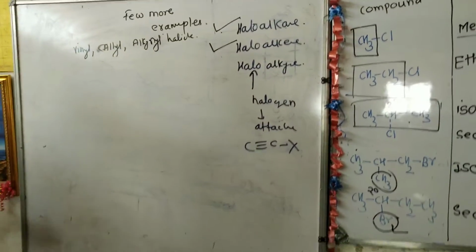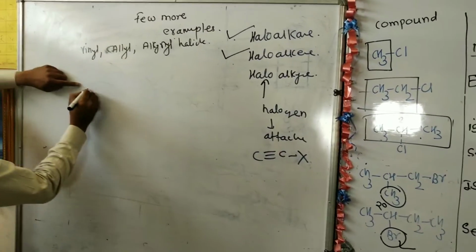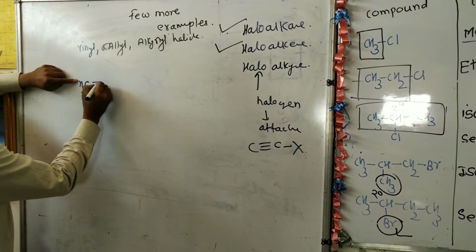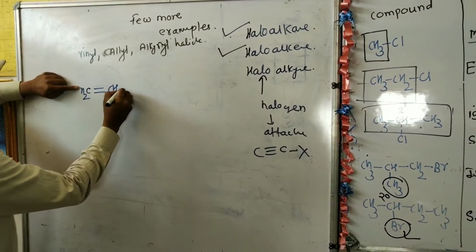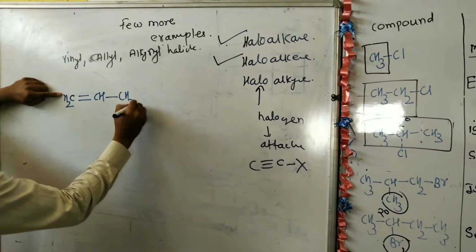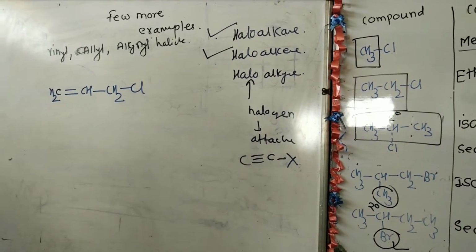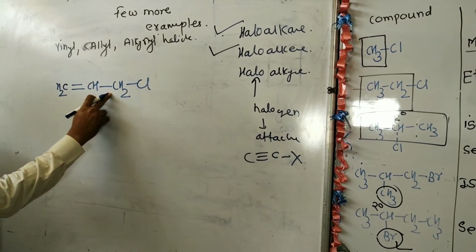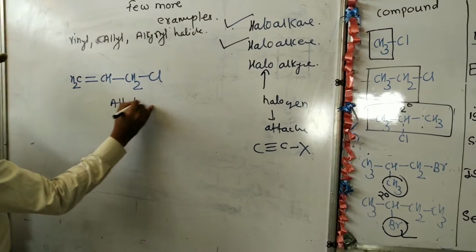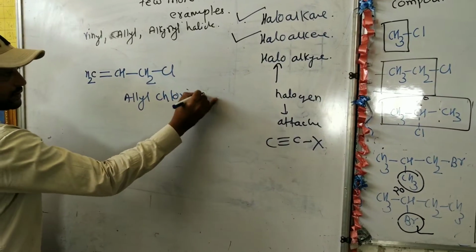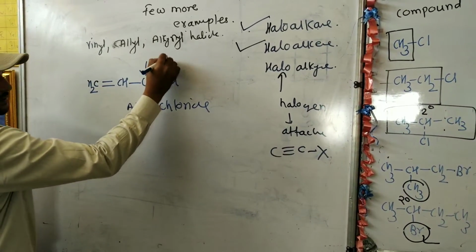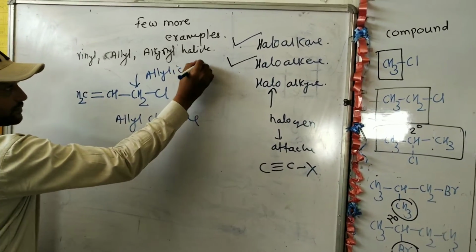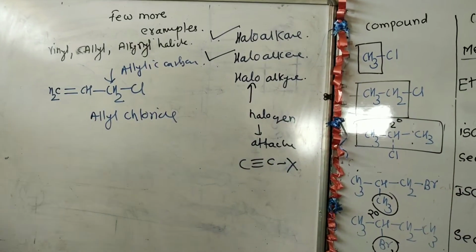Okay. Now next, allyl chloride. What is the structure of allyl chloride? CH2 double bond CH single bond CH2Cl. This compound in common name we call allyl chloride, because this is an allylic carbon.